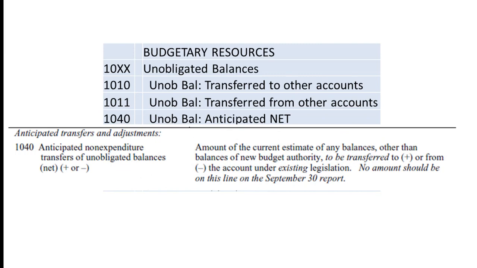Until actual transfers are accomplished, the apportionment and the SF-133 might reflect anticipated non-expenditure transfers, in or out, on line 1040, anticipated non-expenditure transfers of unobligated balances net. Since anticipated amounts have to be closed by year end, note that there should be no entry on this line at year end. Since the program and financing schedule is based on year-end balances, you will never see anticipated transfers in the P&F schedule.